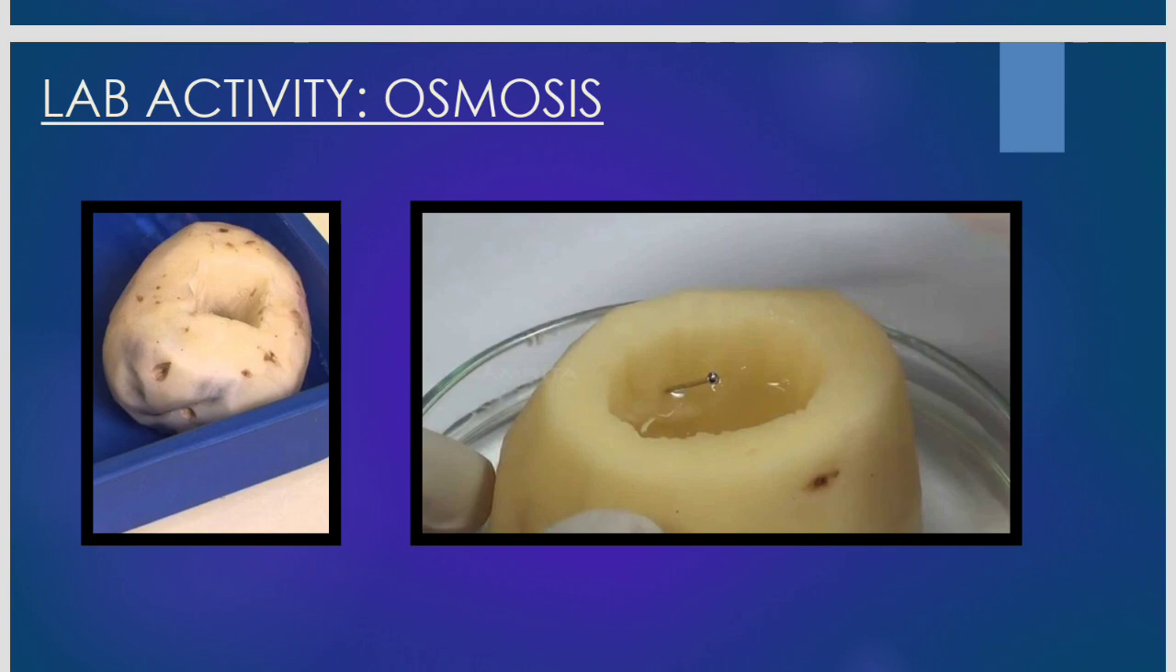And we fill it with sugar solution, make a marking with the pin, and keep this potato in a petri dish containing distilled water. After some time you will observe that the water level in the petri dish goes down and the level of the sugar solution inside the potato increases. That is because of endosmosis. I hope you got it.